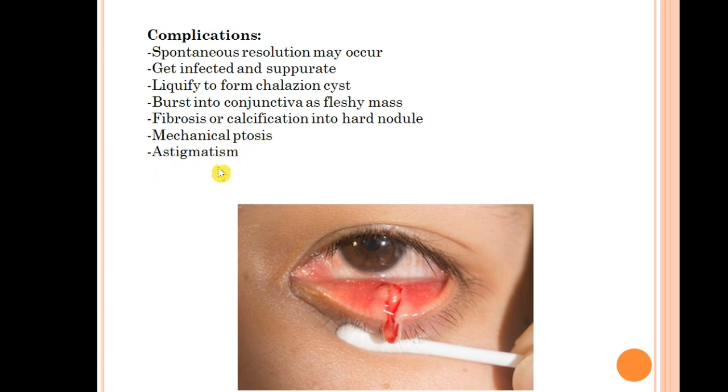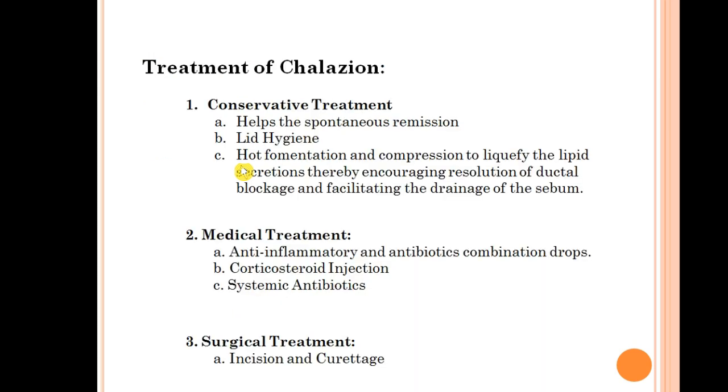And astigmatism, we have discussed that if this lump gets over the cornea, it may lead to an uneven surface of the cornea, and that uneven surface will cause the light to refract in a different pattern at the different sides, and that will lead to the blurred vision of astigmatism. So these are all its complications.